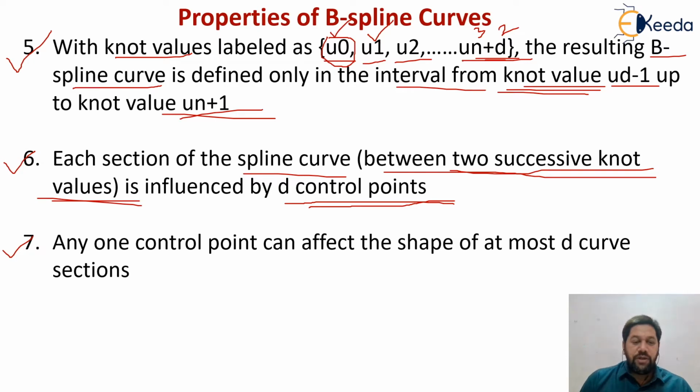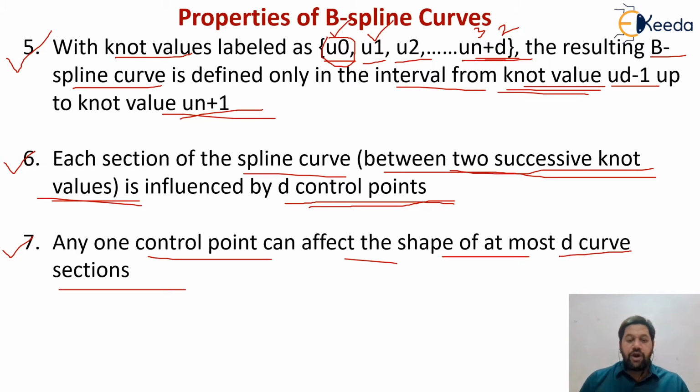It says any one control point can affect the shape of at most d curve sections. Okay, we are considering here that one control point is going to affect the shape of at most d curve sections. Suppose for one control point I have divided it into two sub intervals, then it is going to affect. So one control point can affect the shape of at most d curve sections.